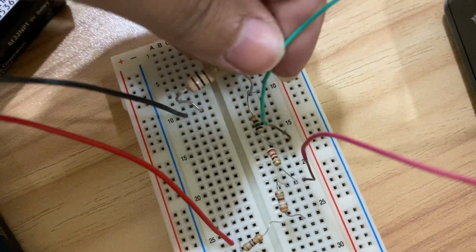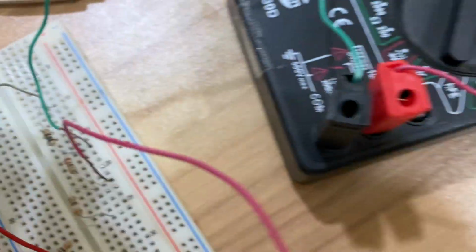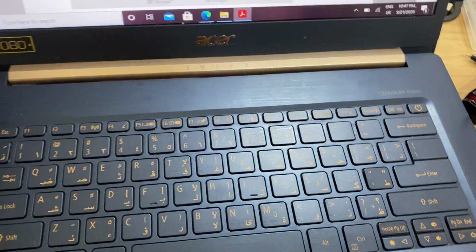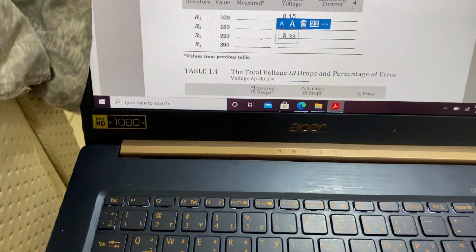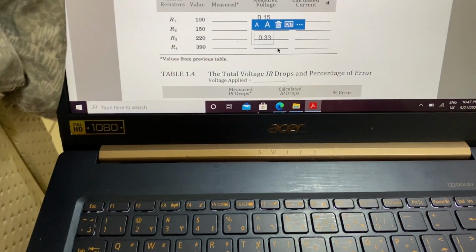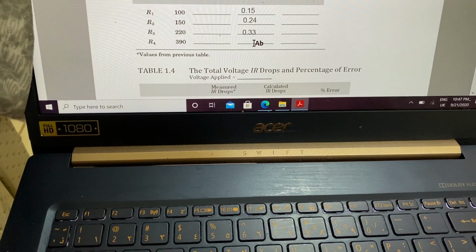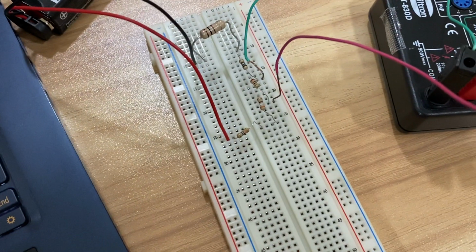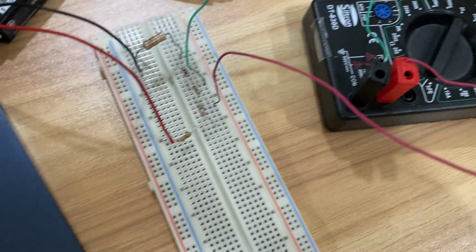So here it's connected with the third resistance. Okay, and here the voltage drop is 0.33, and as you can see, the more resistance we have, the more voltage drop we will have, because the relationship between the resistance value and the voltage drop is proportional, or linear. So the more resistance we have, the more voltage drop we will have also.